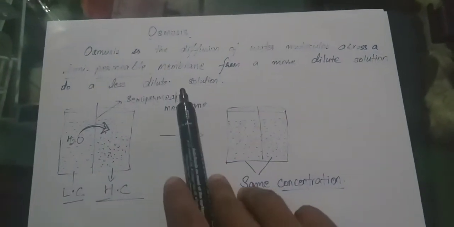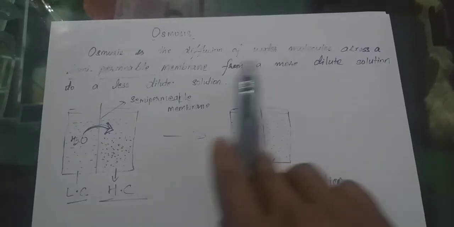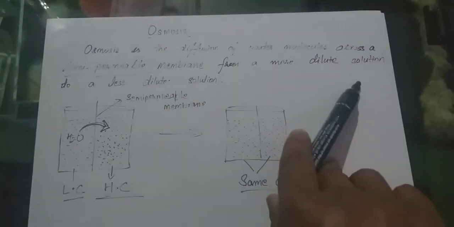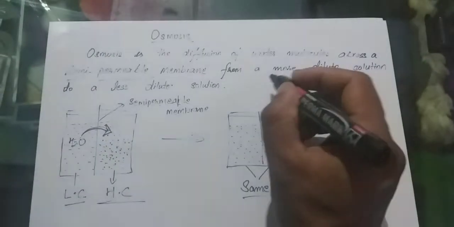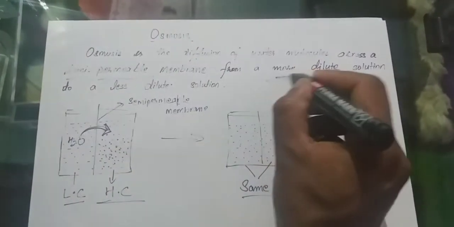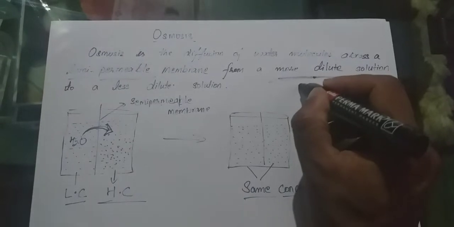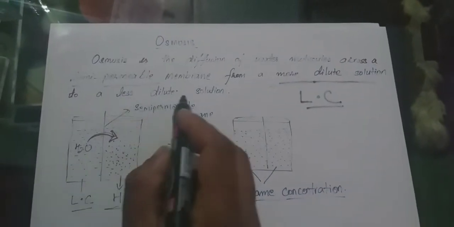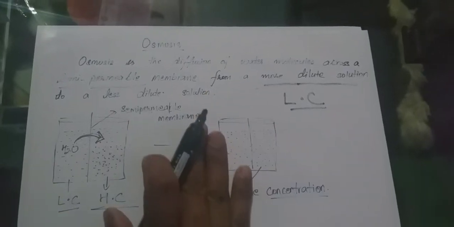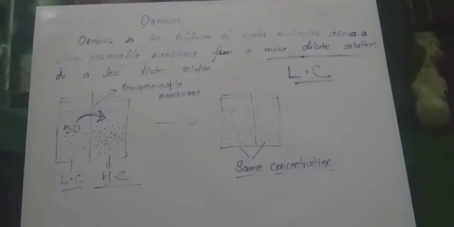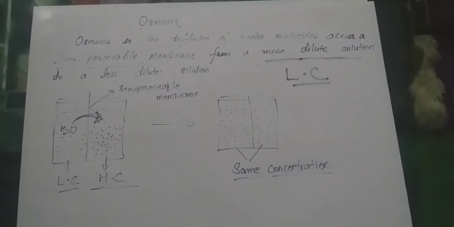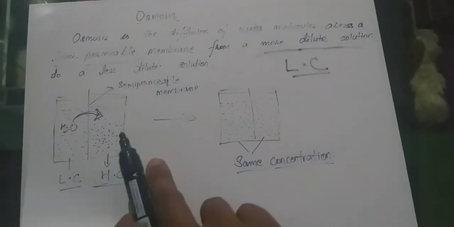So the movement of water molecules across a semi-permeable membrane is from a region of more dilute solution. More dilute solution means less concentration, and less dilute solution means high concentration. So if it is less dilute, then it is highly concentrated, and if it is more dilute, that means it is less concentration or low concentration.